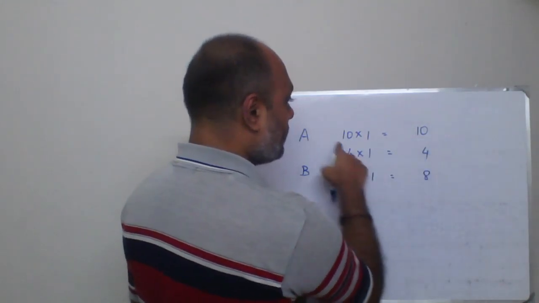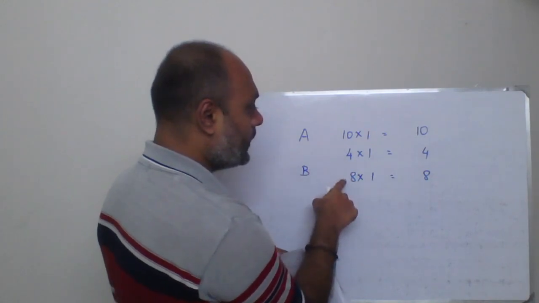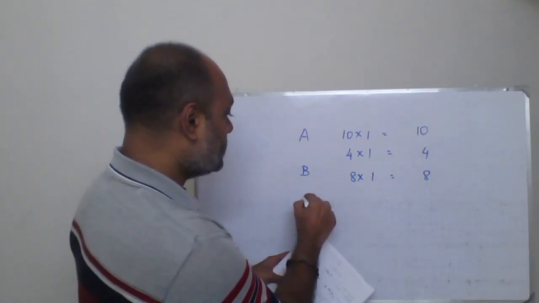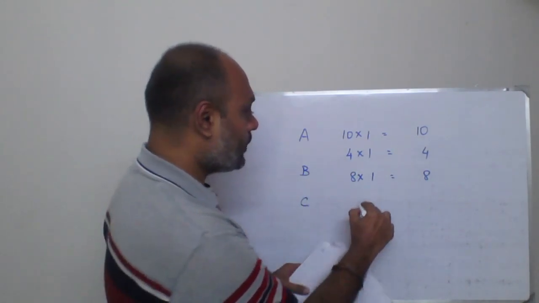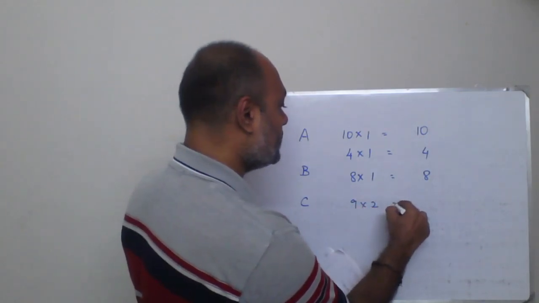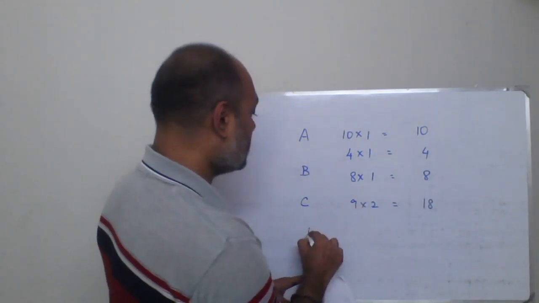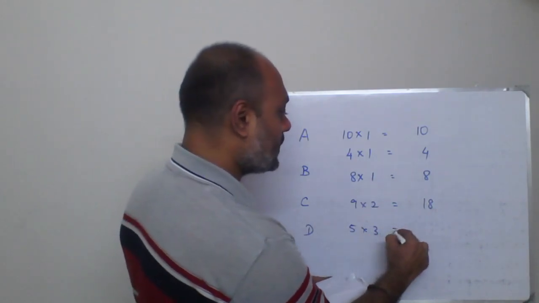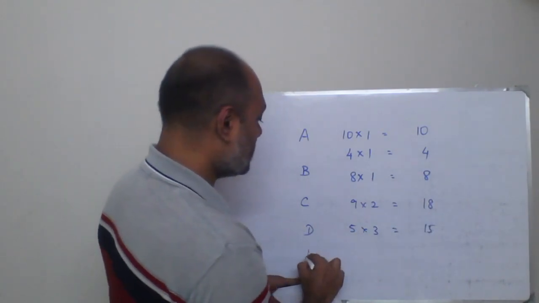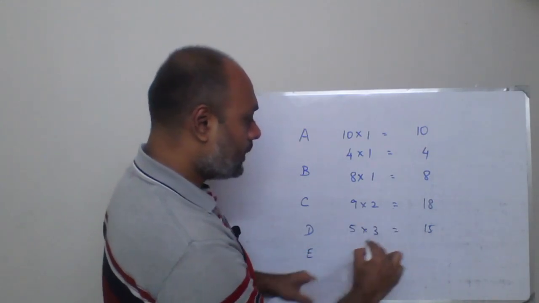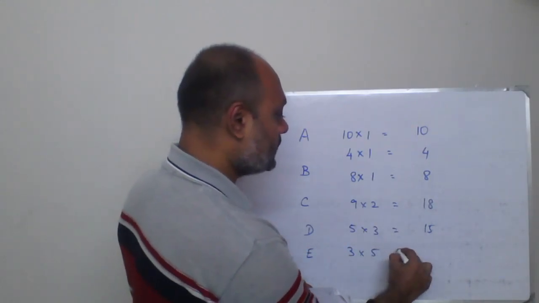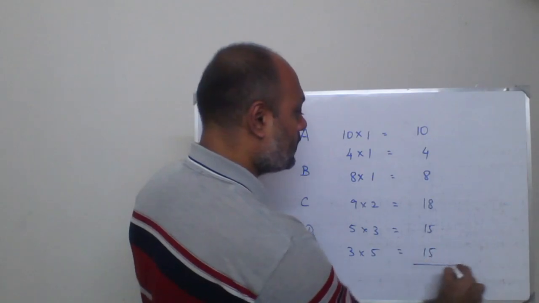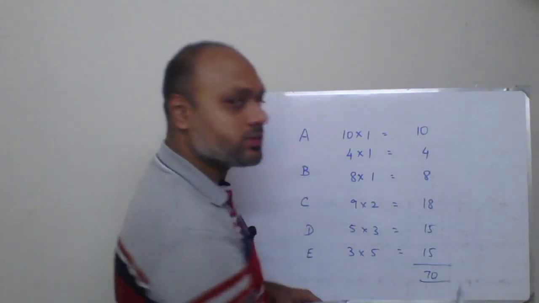So till here you have had 10 plus 4 plus 8, 22 questions. Section C, you will have to attempt 9 questions, 2 marks each. So 18 marks. Section D, you have 5 questions, 3 marks each. So that makes it 15 marks. And section E, you have 3 questions, 5 marks each. That makes it 15 marks, which should sum up to a total of 70 marks.